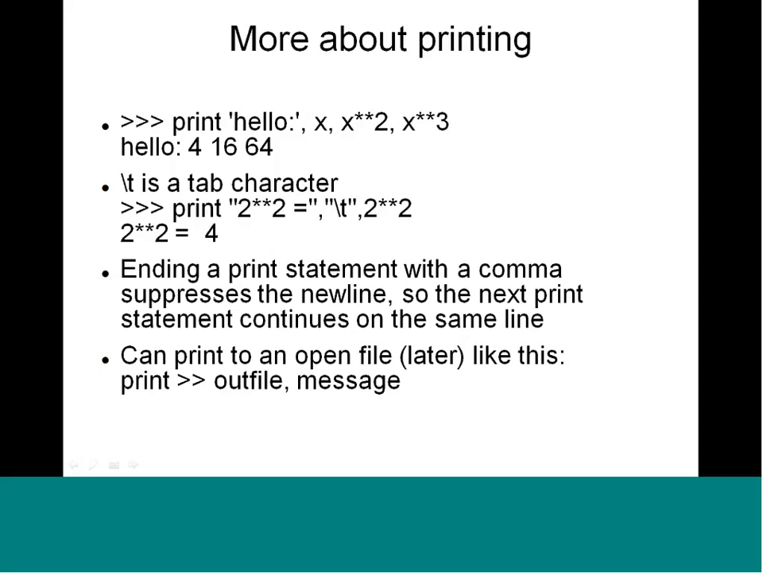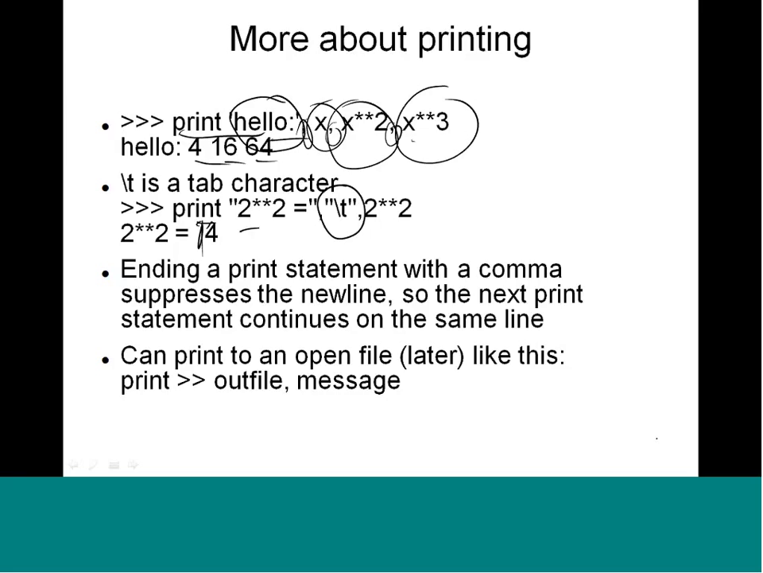So now let's look at some more on the printing. Here we say print hello, and then we specify a comma, and then x, x**2, x**3. What this means is essentially it is going to print the string hello, followed by whatever the value of x, then x squared, and then x cubed. Here x is 4, so it printed 4, 16, and 64. And whenever we specify \t, that is a tab character. So it moves by a tab amount and then prints the next one.